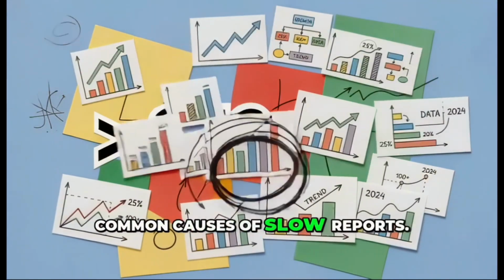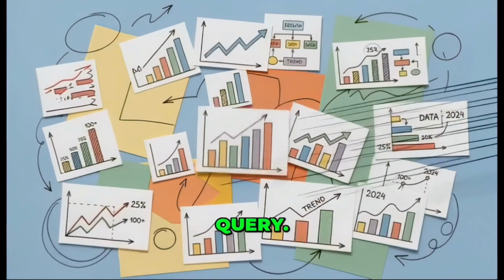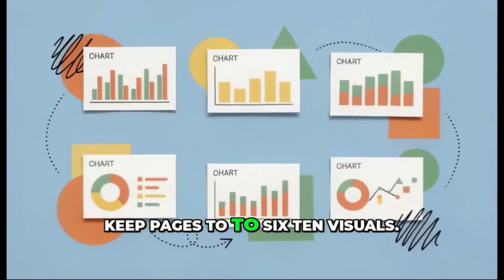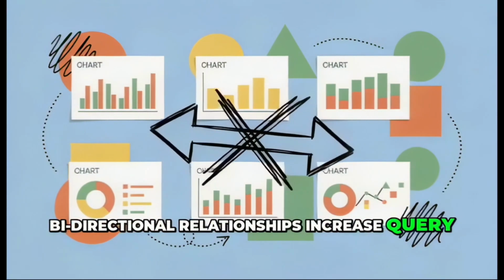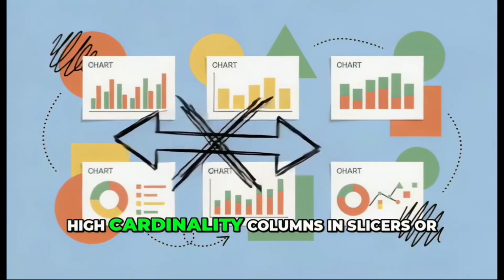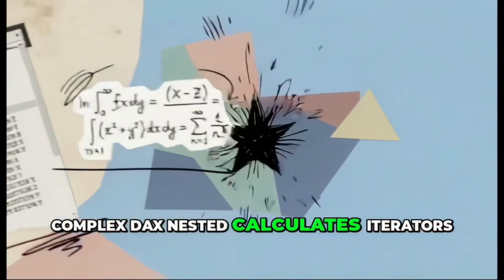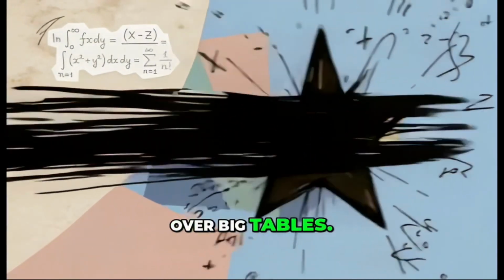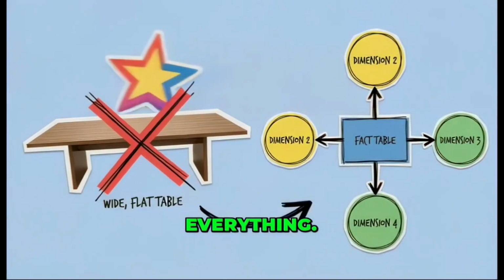Common causes of slow reports. Too many visuals per page, each one fires a query. Keep pages to 6-10 visuals. Bi-directional relationships increase query complexity. High-cardinality columns in slicers or visuals. Complex DAX: nested CALCULATEs, iterators over big tables. No star schema: wide flat tables slow down everything.